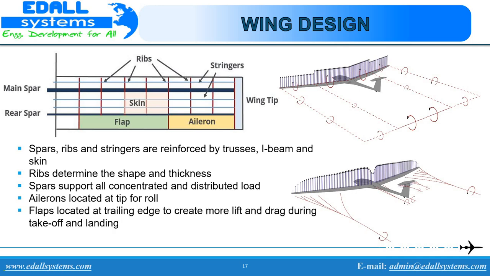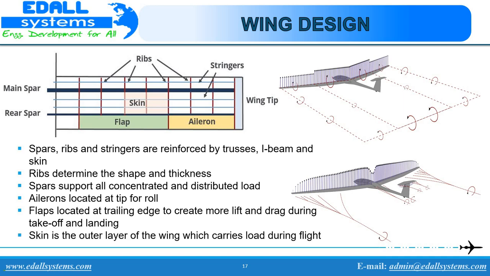Ailerons are located at the tip for roll. A flap is a high-lift device used to reduce the stalling speed of an aircraft wing at a given weight. Flaps are usually mounted on the wing trailing edge of a fixed-wing aircraft. Flaps are used to reduce the takeoff and landing distances.